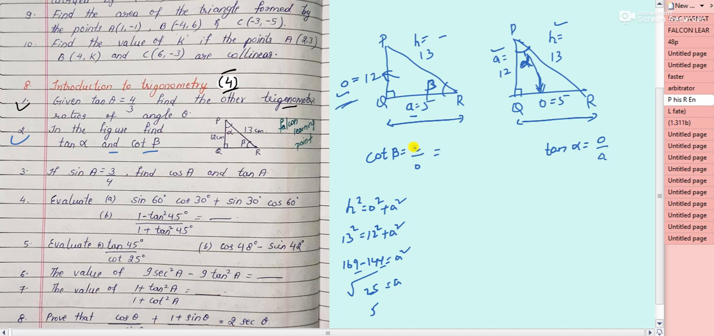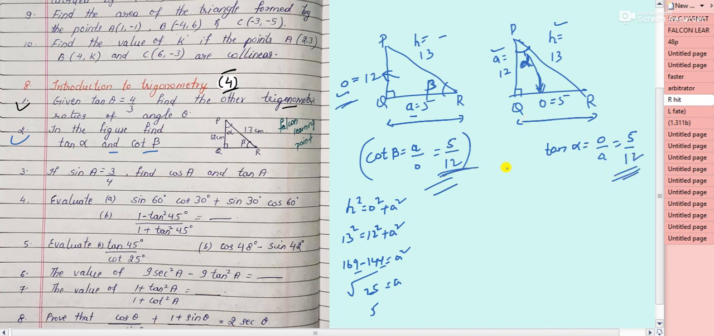Now directly you can do A by O. What is A here? 5. What is O here? 12. So cot beta is 5 by 12. That's all. Isn't it simpler? Similarly, in this figure, what is tan alpha? O by A. So O here is 5 and A is 12. So even this is the same.